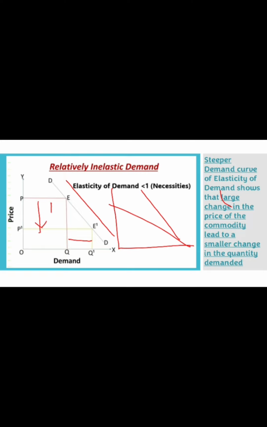Again, suppose our price is rising by 20%, so our demand will fall by less than 20%. मैंने 18% से कम कर दिया या 10% कम कर दिया या 15% कम कर दिया and so on. So here the proportionate change in price will be more than the proportionate change in the quantity demanded. That's why the demand curve is steeper here and it is said to be relatively inelastic demand, and here the elasticity of demand is lesser than 1.